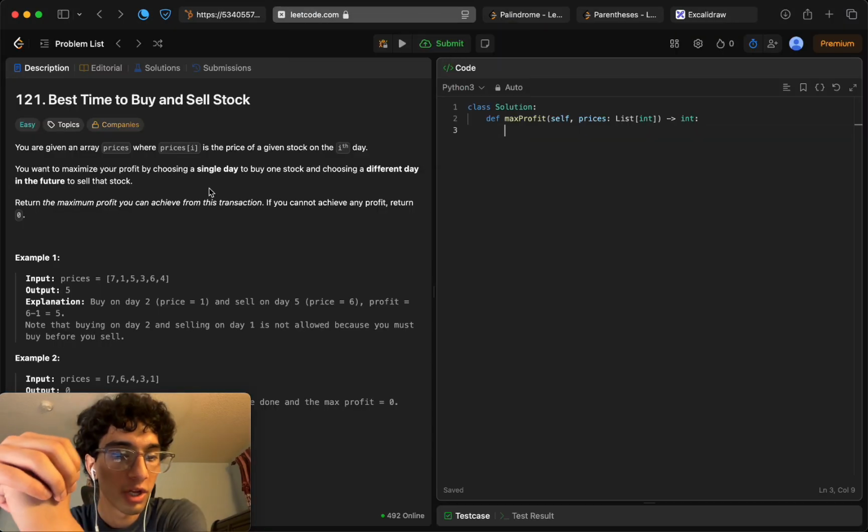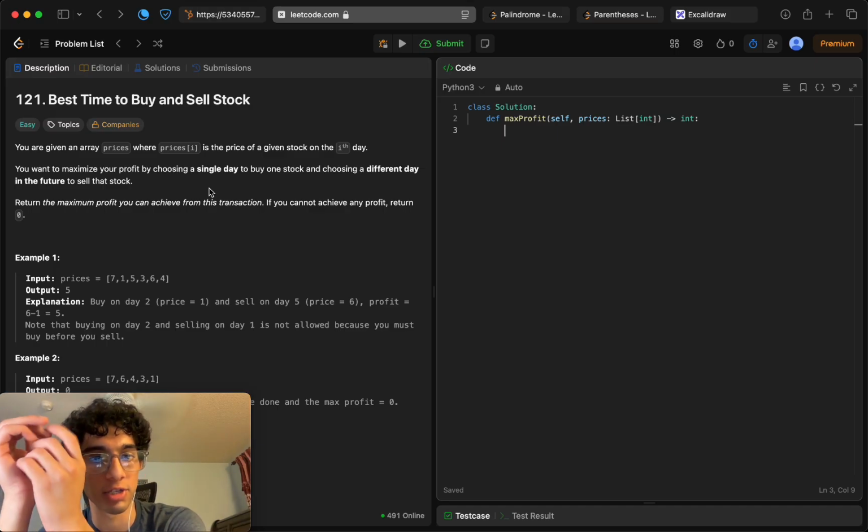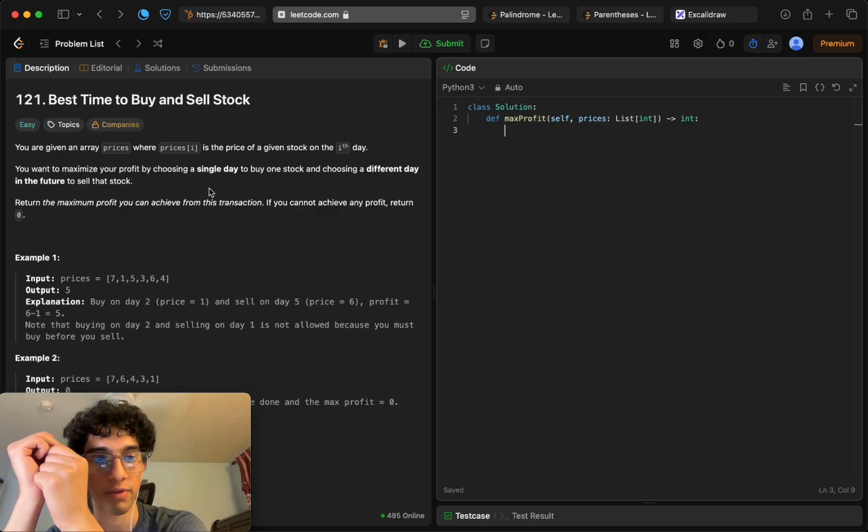Okay. You are given an array of prices where prices[i] is the price of a given stock on the ith day. You want to maximize your profit by choosing a single day to buy one stock and choosing a different day in the future to sell that stock. Return the maximum profit you can achieve from this transaction. If you cannot achieve any profit, return 0.